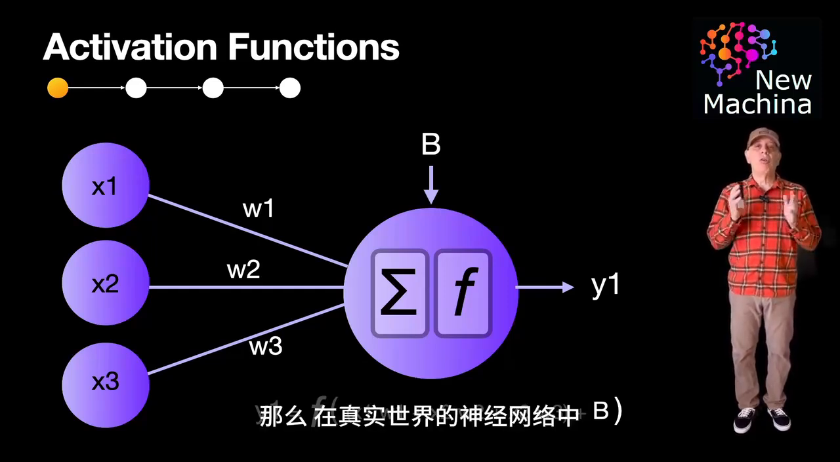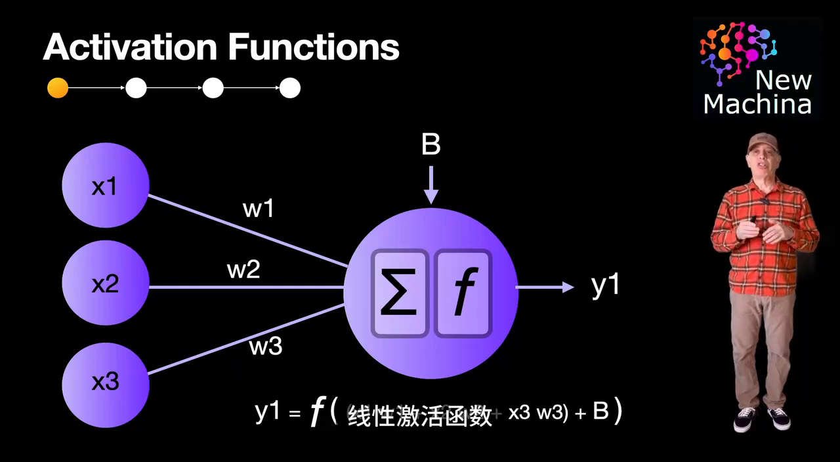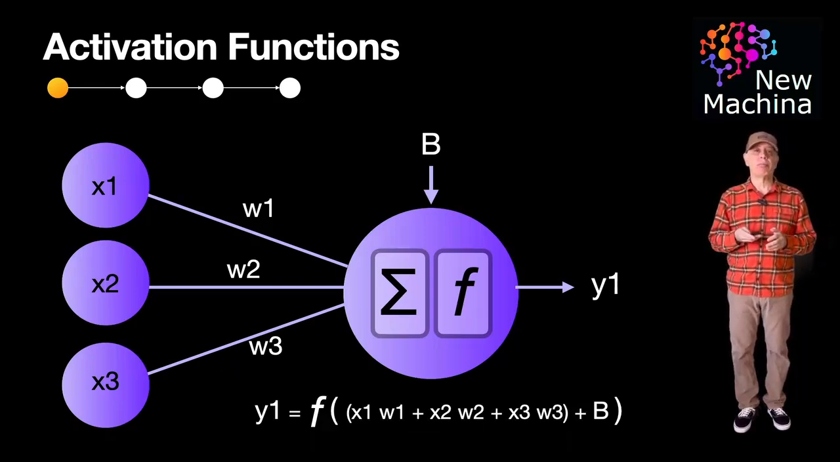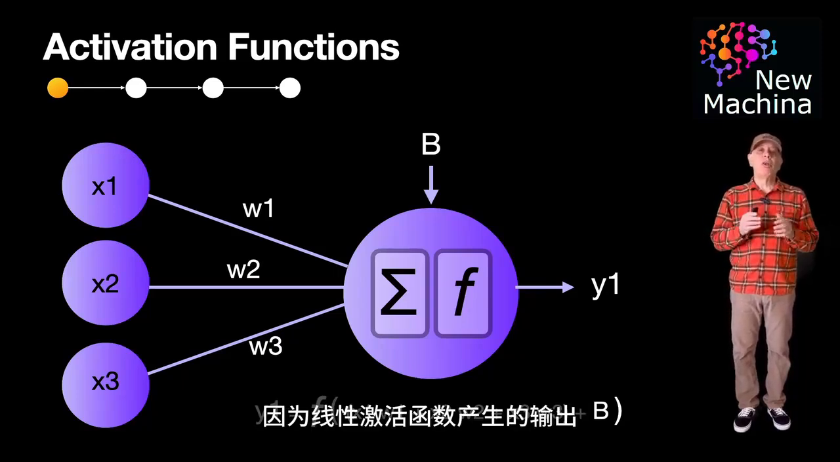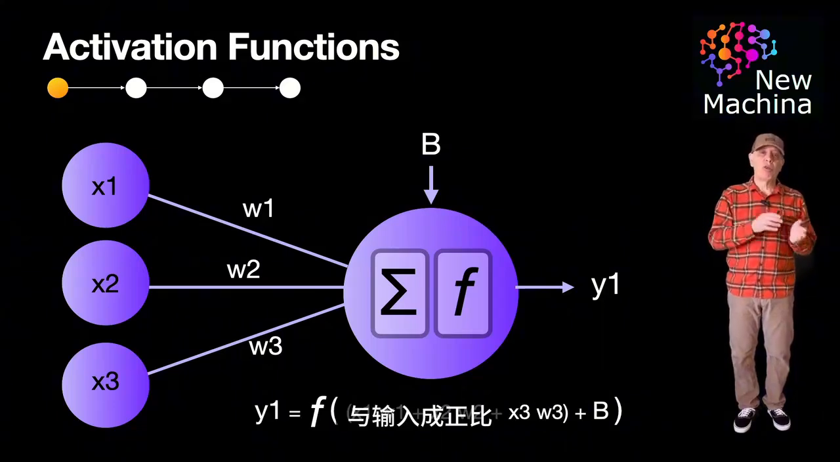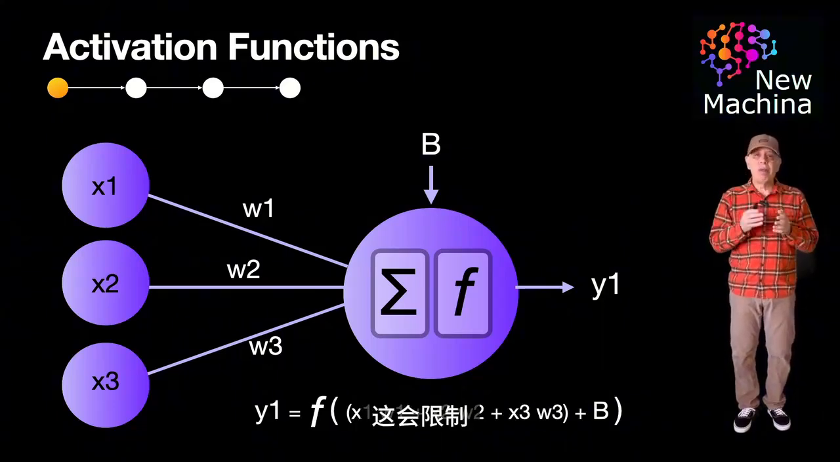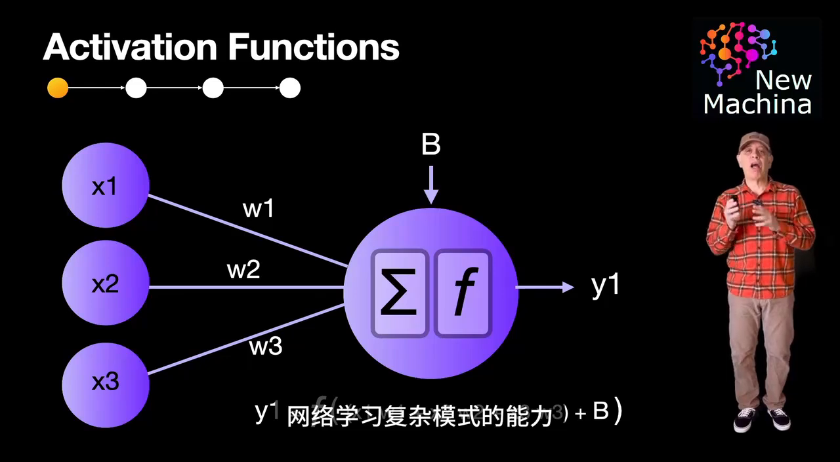So in real-world neural networks, are linear activation functions ever used? Well, the answer is no, not really. You see, linear activation functions produce outputs that are directly proportional to the input, which limits the network's ability to learn complex patterns.